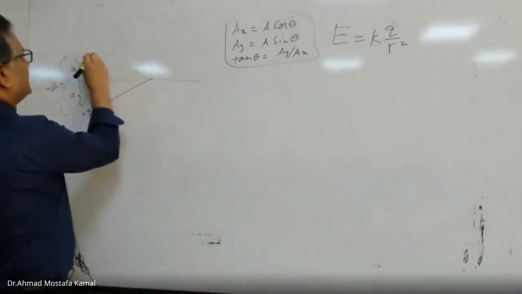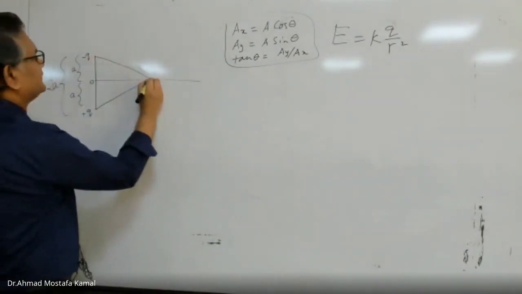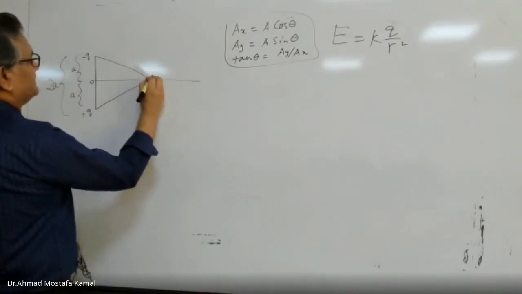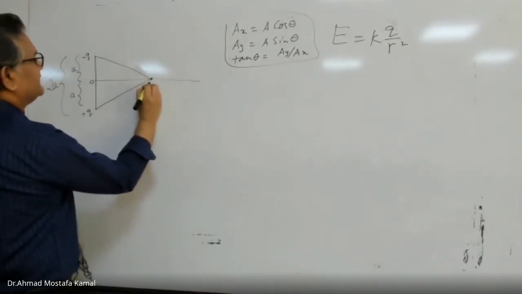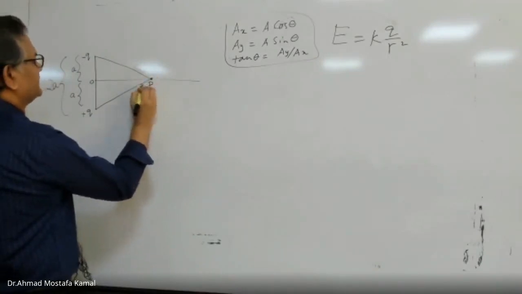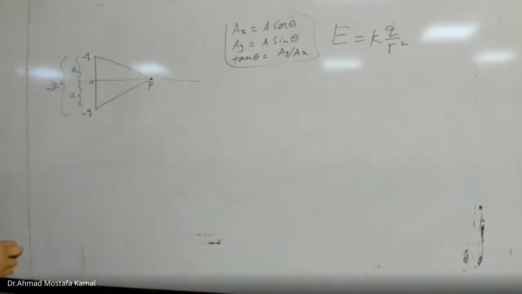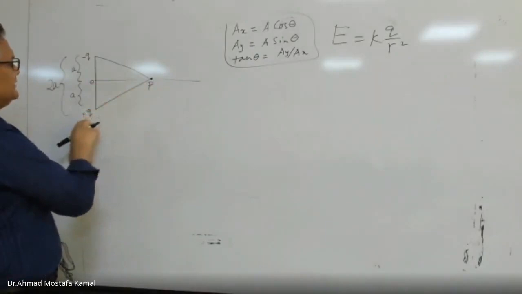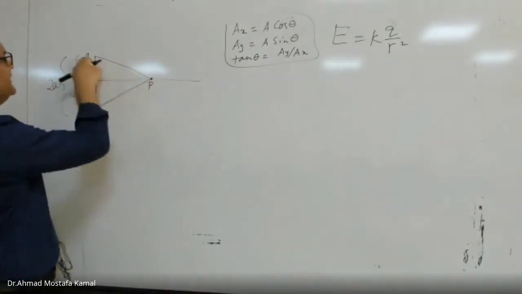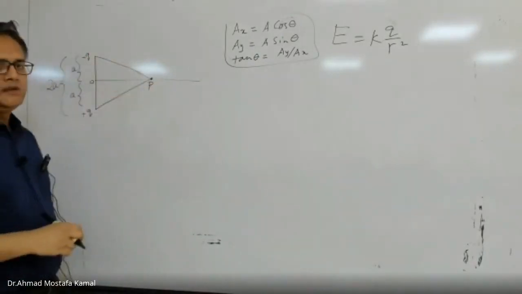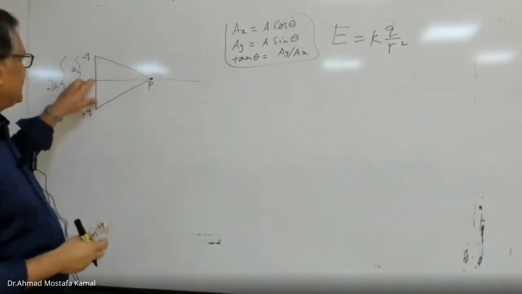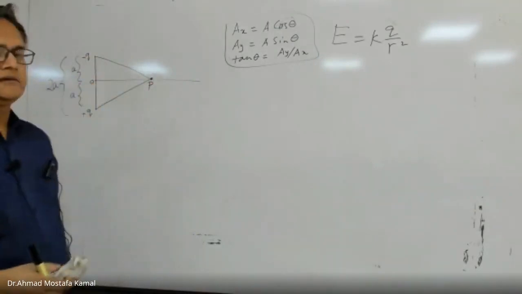So let us join this point and this point. This point is the point of calculation, and we can name it P, for example. Then you see OPQ is a triangle. OP minus Q is another triangle. It is obviously a right angle triangle. This is a right angle. This is also a right angle triangle.